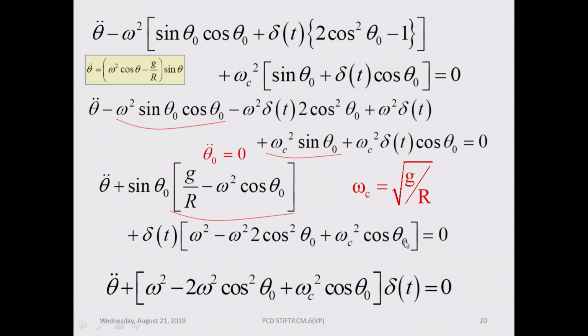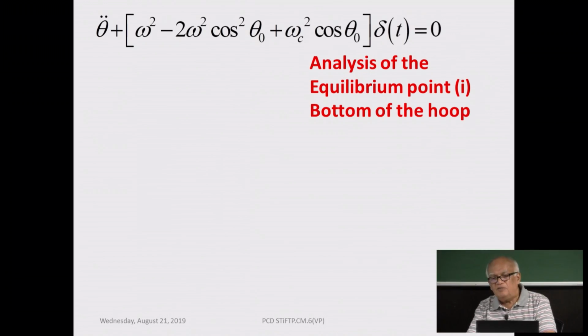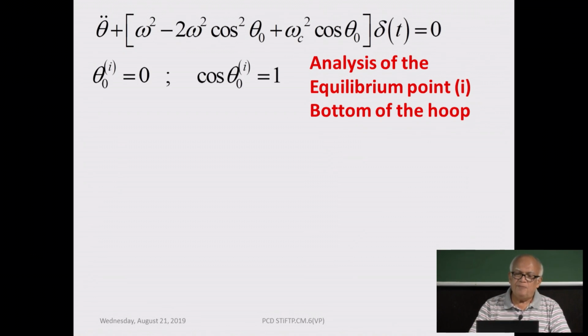So, this is the equation now to be considered, and using this equation we analyze the nature of the equilibrium at the three equilibrium points. The first and the second equilibrium points, which are the bottom and the top, we know something about. We also anticipate that there is a third equilibrium point depending on the speed of the hoop, right.